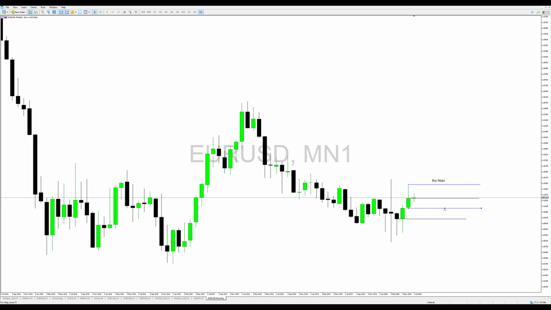and then the low of this candle here, last month's price action, we've got sell stops, right? So the low is coming in at 1.10997. So we've got sell stops below, right?